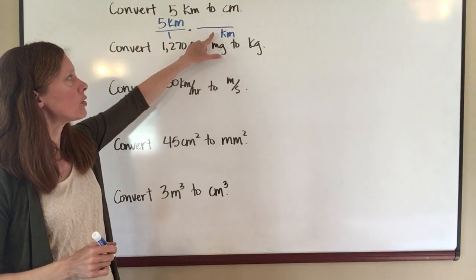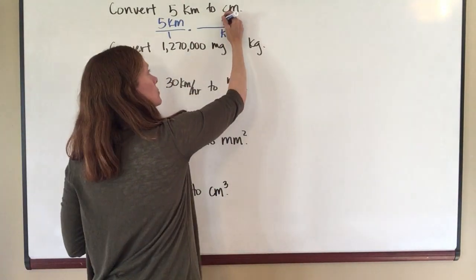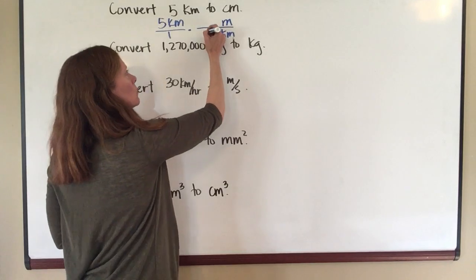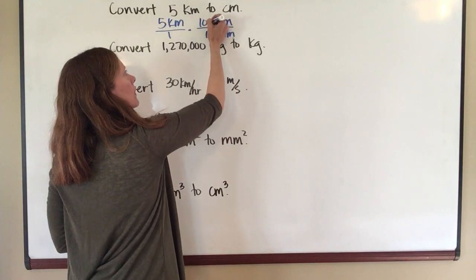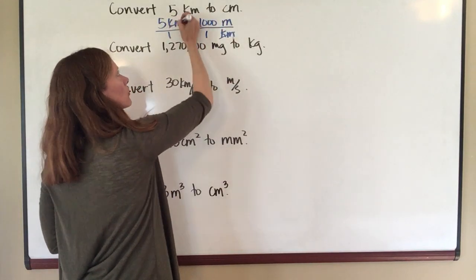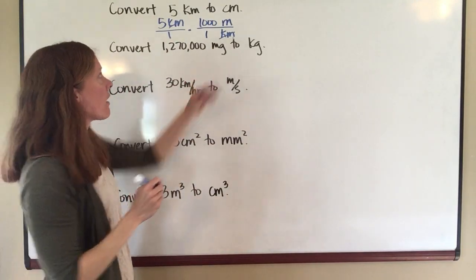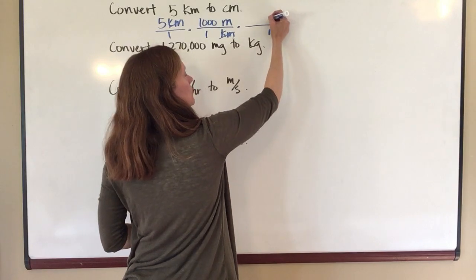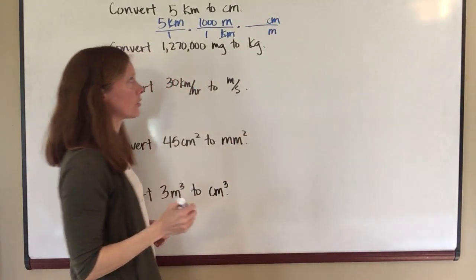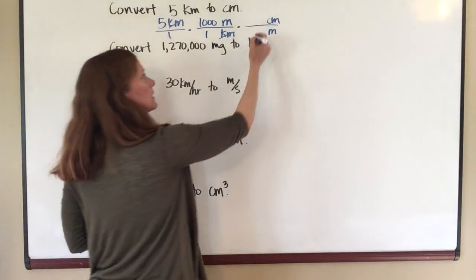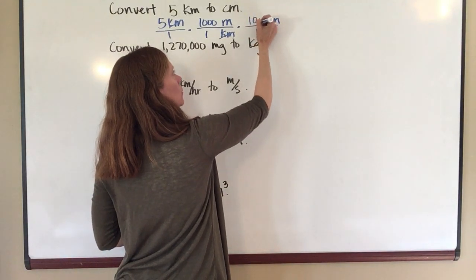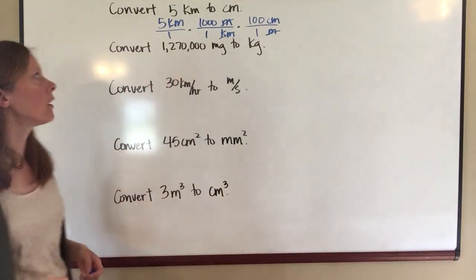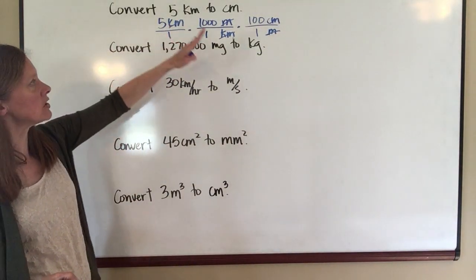So I do know how many meters there are in a kilometer because I have that one memorized. I know that in 1 kilometer there are 1,000 meters, so I can cancel out my kilometers. Now I can convert meters to centimeters. I want meters on the bottom so that that will cancel out. And I know that in 1 meter there are 100 centimeters. So now my meters will cancel out as well. So that's going to convert me from kilometers to centimeters.